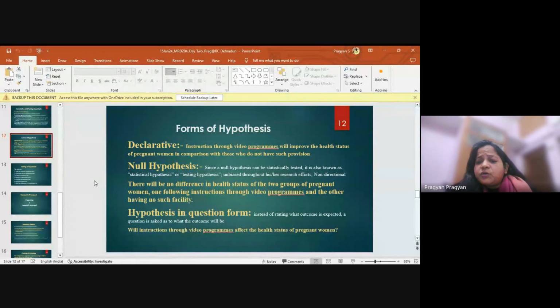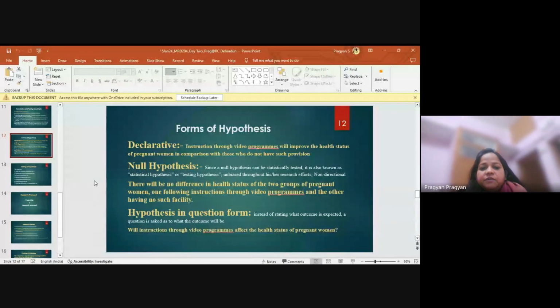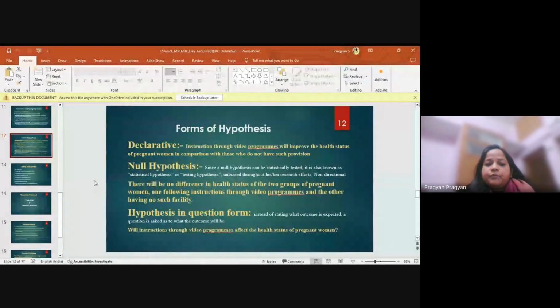You can write it down also in your research area, and we can discuss it during our class, how the same relationship can be framed in three types of hypothesis. One is declarative. Second is hypothesis in question form. Let's take one by one. So, declaration is a simple statement that it is going to improve or it is not going to improve. This is a kind of declarative hypothesis.